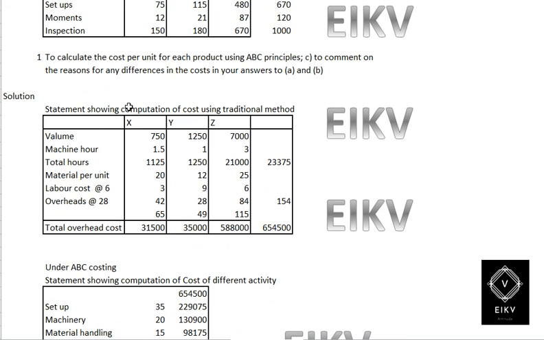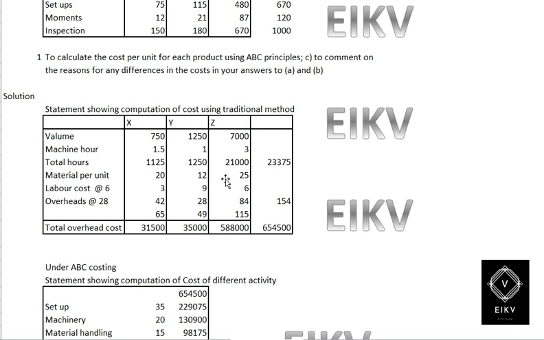So guys, first of all, going ahead with the solution, a statement showing computation of cost using the traditional method. The traditional method is like the absorption costing method. The units manufactured will be 750, 1250 and 7000. The machine hours will be 1.5, 1 and 3. Therefore total hours, when we multiply the units with machine hours, 750 into 1.5 is 1125, the same way 1250 and 21,000. Therefore the total hours will be 23,375.